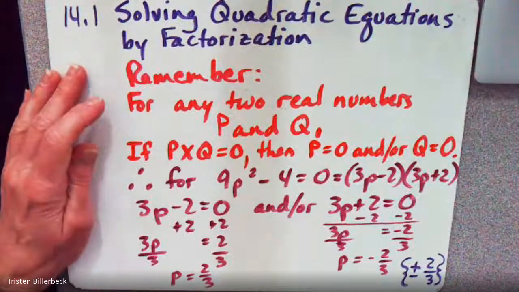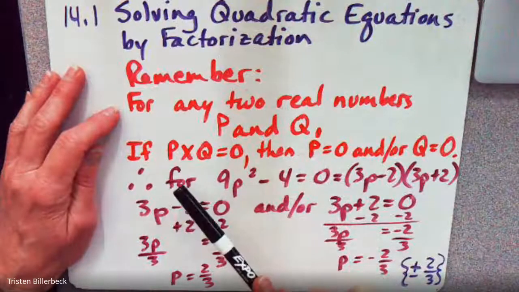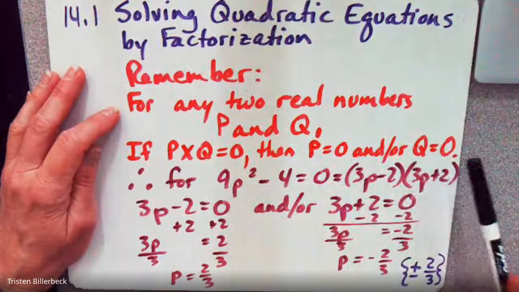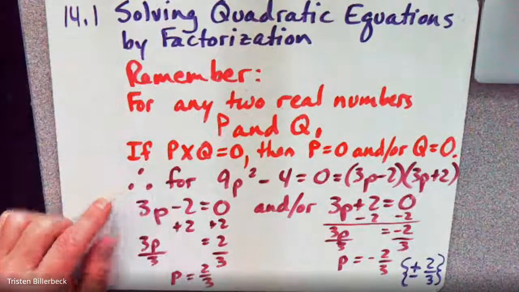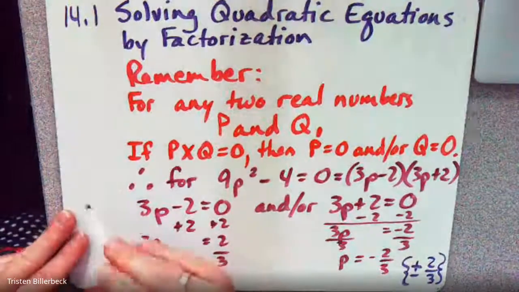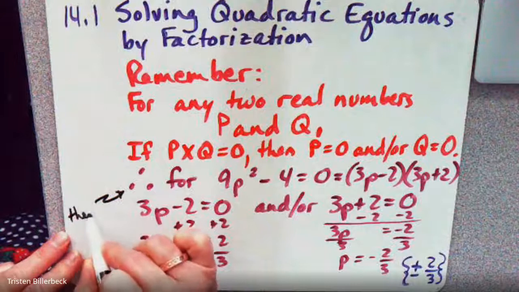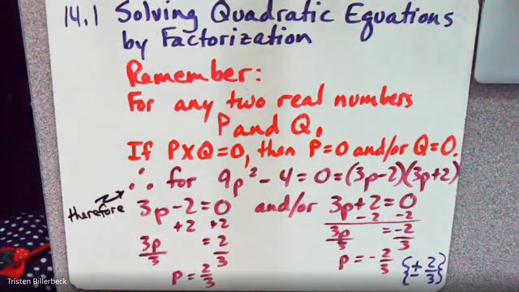So let's remember that for any two real numbers, p and q, if p times q equals 0, then p equals 0 and/or q equals 0. Therefore, these three little dots mean therefore, by the way. So let me point that out, because if you use that, then you look really sophisticated, and that's what I want you to look like.